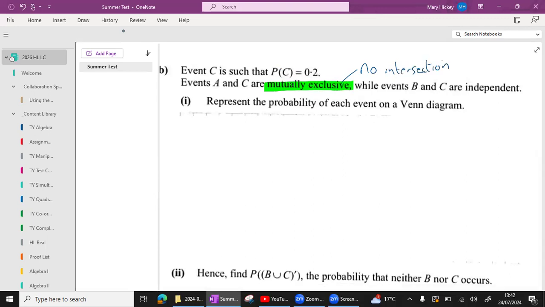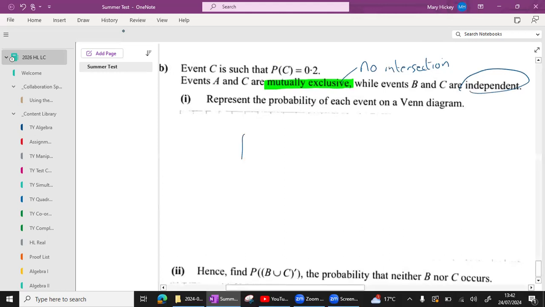between A and C, while B and C are independent. Now, B and C being independent doesn't mean it doesn't have an intersection. In fact, it usually does. It just means that one has no influence on the other. I think the example we used in class is it's raining outside and you get a H1 in your maths exam. They're independent. One does not have a bearing on the other.